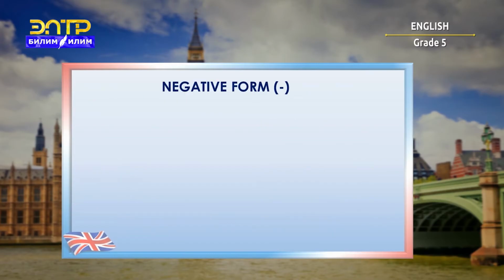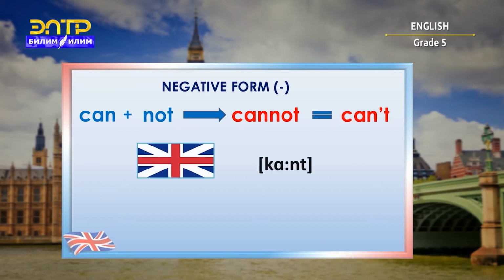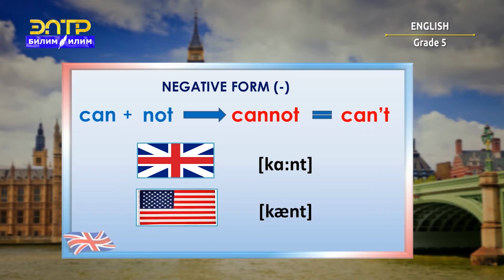For negative form, we add not after can. The full form is cannot, which is written together as one word. Contraction has two different pronunciations. The British English, can't, and the American English, can't.